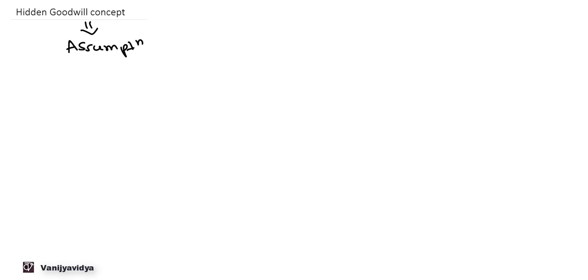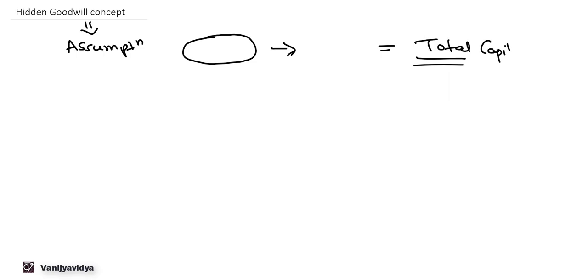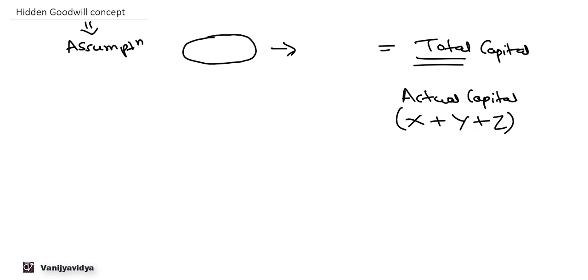So what we do is we take the capital introduced by the new partner and we multiply it with his proportion of the share, and in that proportion we find out what should be the total capital of the firm. Then we compare it with the actual capital of the firm. This actual capital is the total of the capital balances of all the partners. Say X, Y and Z are the partners.